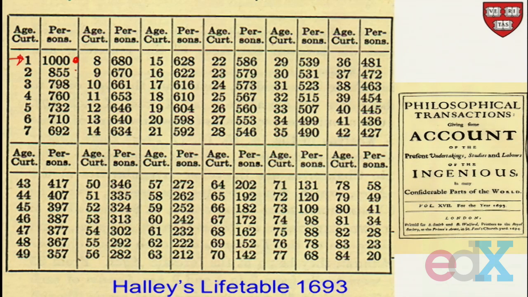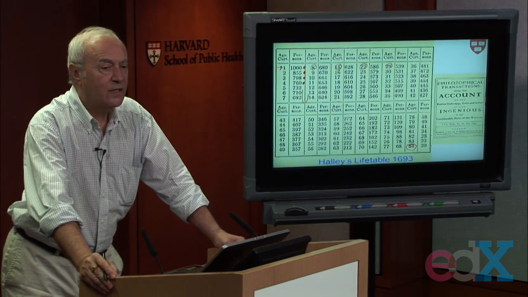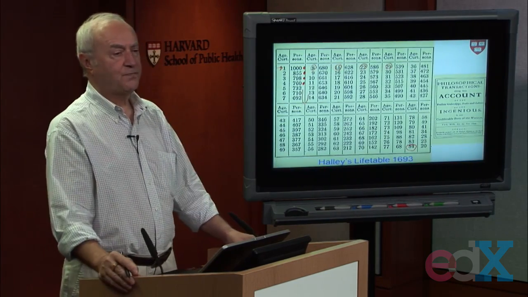The number he calculated was 855. And then how many reach their third year of life? Of those 855, 798. And of those, 760 will reach the fourth year of life, and so on. We read up and down these columns. Then there's the 8th and 9th, and then the 15th year of life, the 22nd year of life, 29th, etc. And he took it down to 84. Of the original 1,000 people who were born, 20 reached their 84th year.